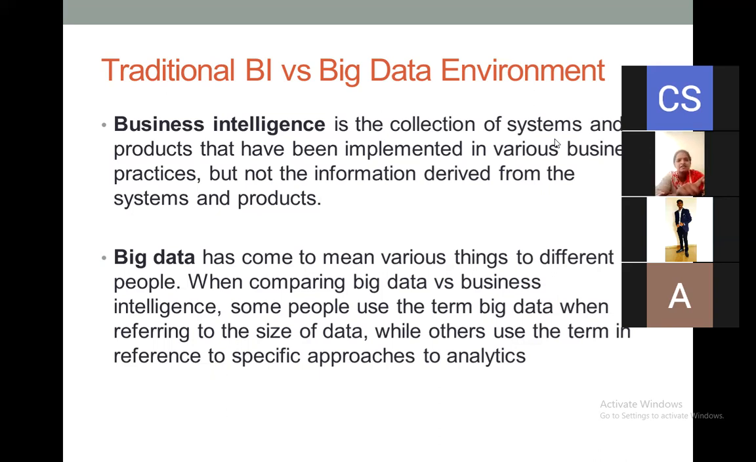So the collection of systems used in an organization is MIS, DSS, EIS, ES, and the products implemented in various business practices, but not the information derived from the systems and products. So why big data? Why this analysis? Information systems only provide the information, not the analysis on it. But by using big data analytics, we do the analysis on that data and retrieve matching patterns from big data.